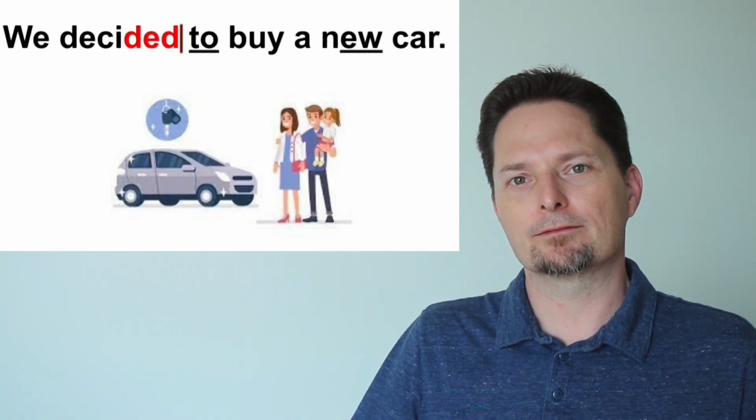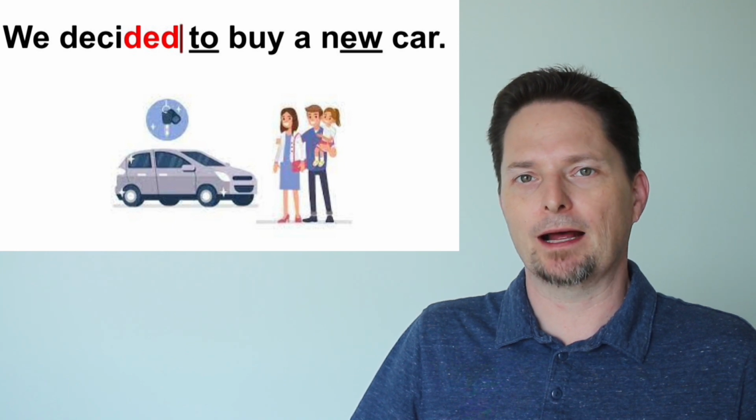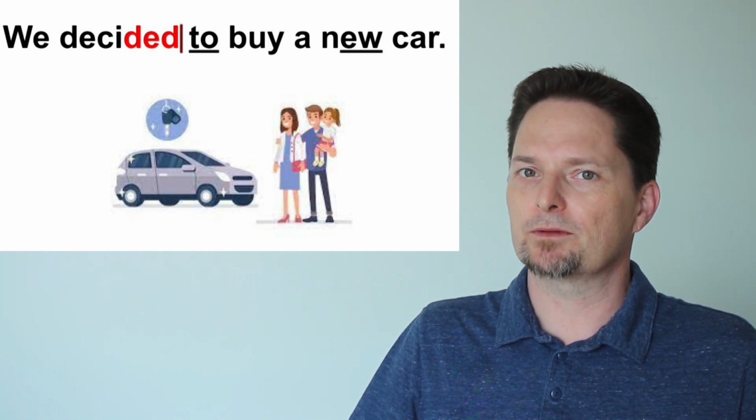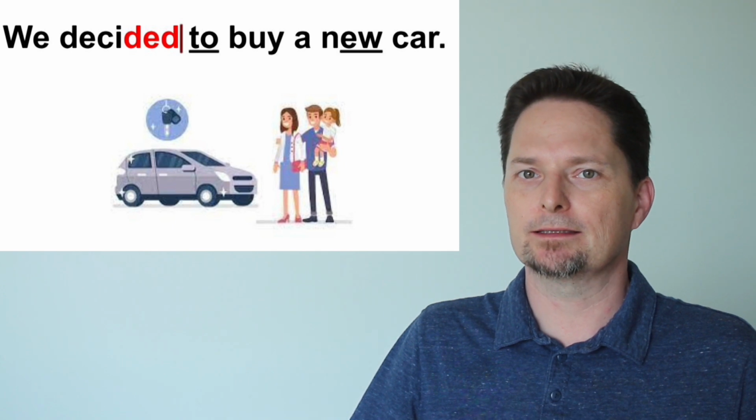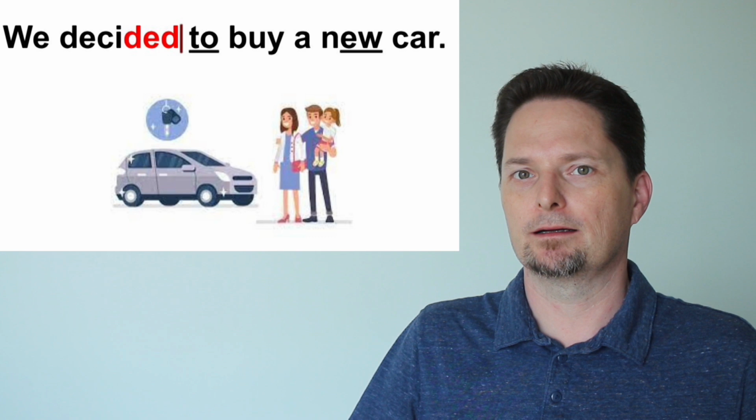Very good. Our next example. We decided to buy a car. We decided to buy a new car. Decide. In the present, decide. In the past, decided. The verb ends with a D, so we pronounce ed. Decided. Remember, we don't say to buy, we say to.